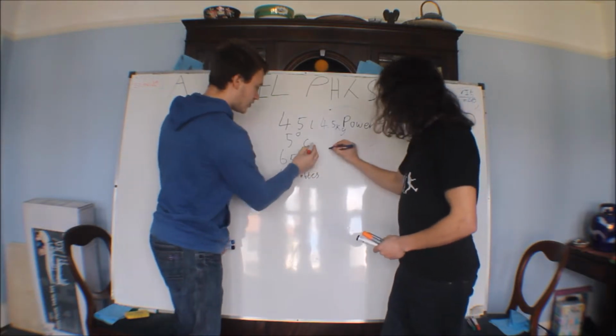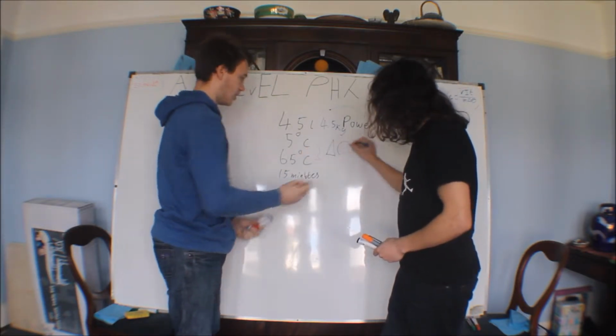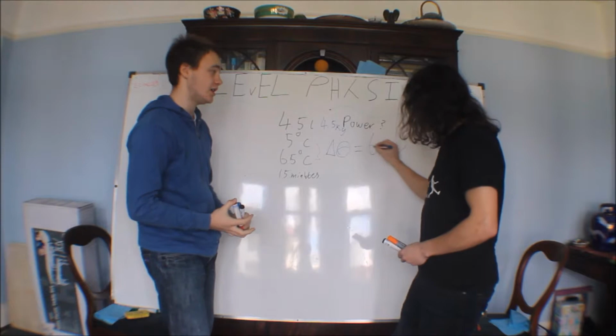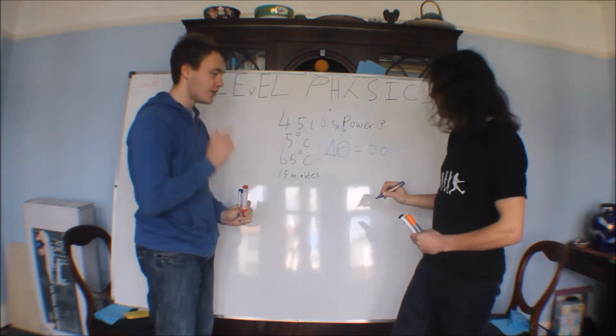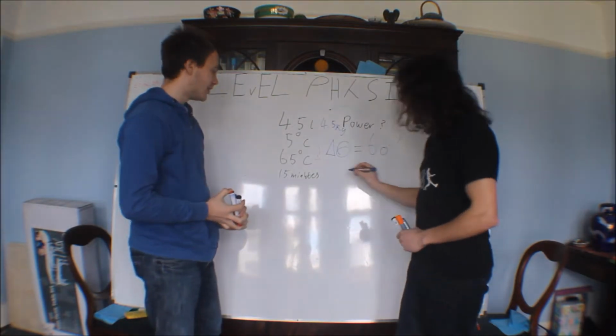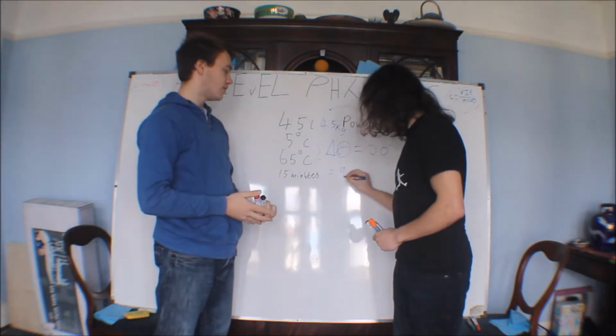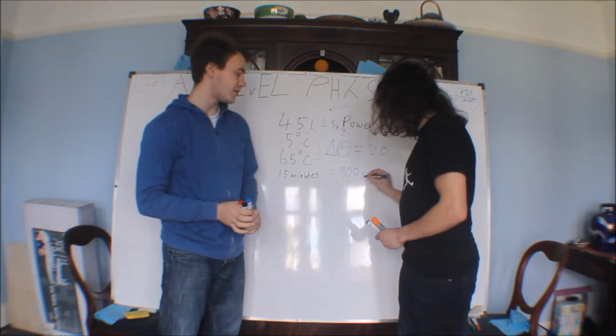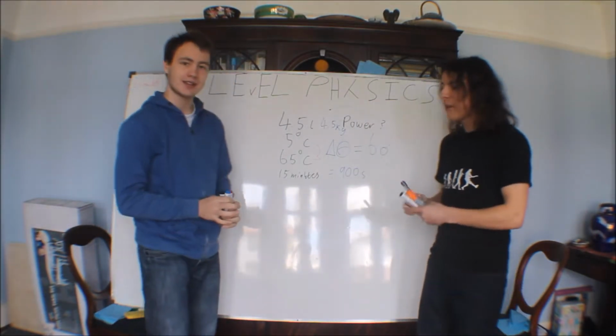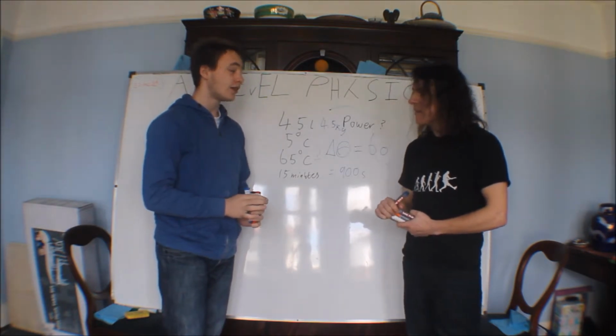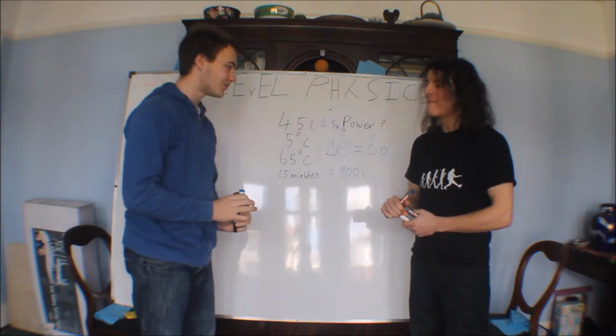As Triv said, this is the change in temperature that we need, and that is 60, as Triv very cleverly calculated. Thank you. And 15 minutes, you want it in seconds, so that's 900 seconds. 15 times 60, quick maths there. 5 minutes is 300, just a good thing to remember. Well done you.